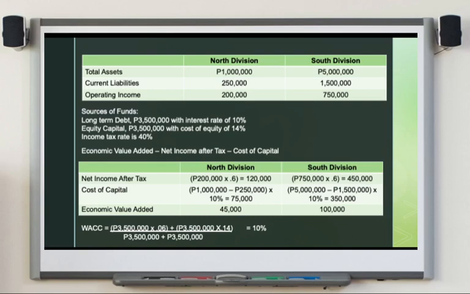As you can see also, we deducted the current liabilities from the total assets because those are funded by short-term creditors and not part of our cost of capital.